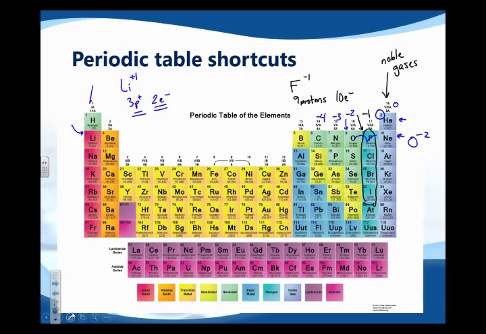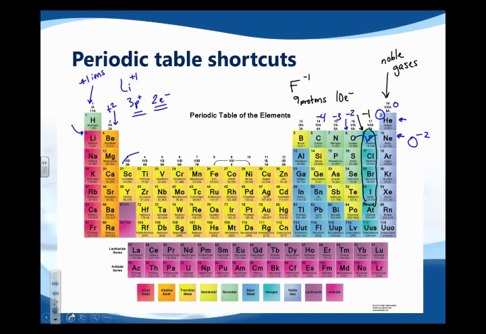That means lithium now has a +1 charge because it has 1 more positive than negative. This is true of everybody in the alkaline metal column. So these guys all are +1 ions when they form ions, and the alkaline earth metals are all +2 cations.